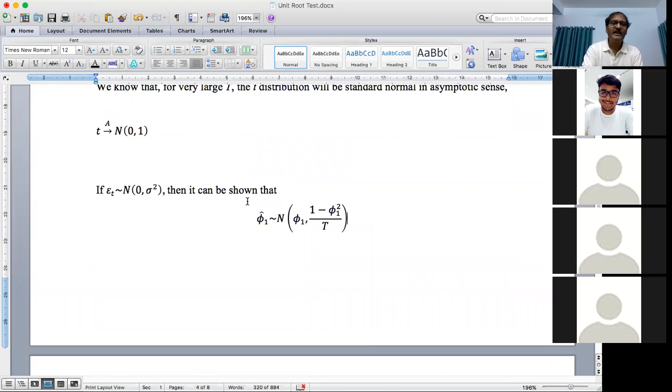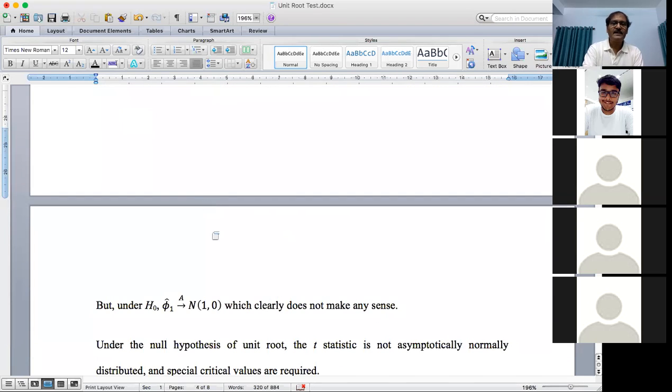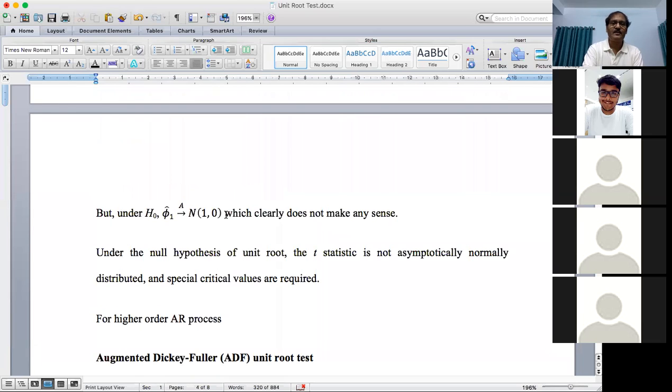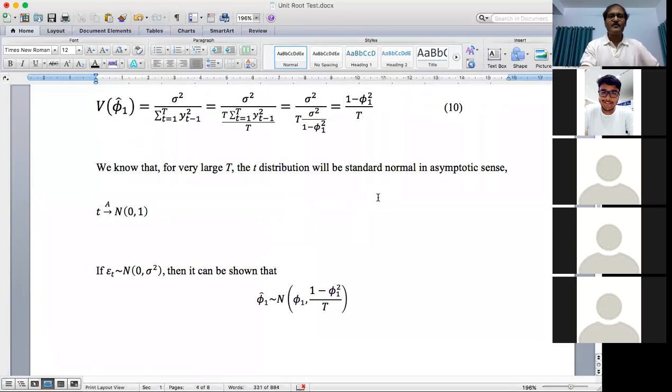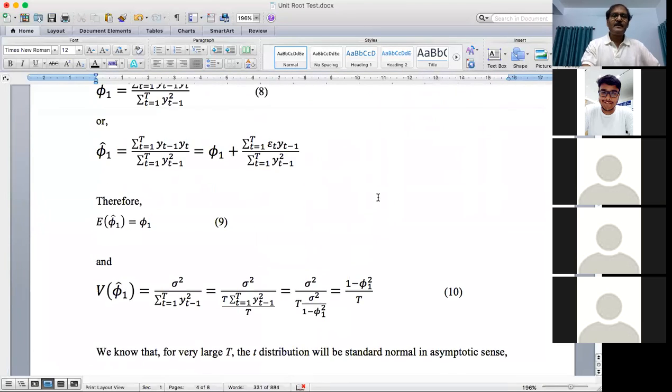But for meaningful inference, the distribution should be normal with mean value 0 and variance 1. So if your distribution has variance 0, the distribution will be useless. In this case, the distribution of phi 1 hat does not make any sense. So this is the major problem in the Dickey-Fuller test if we apply the conventional t statistics. Have you understood the basic points of what I am trying to tell you?